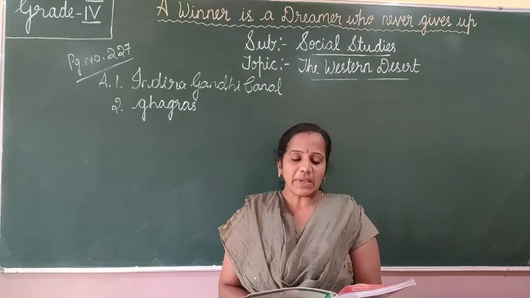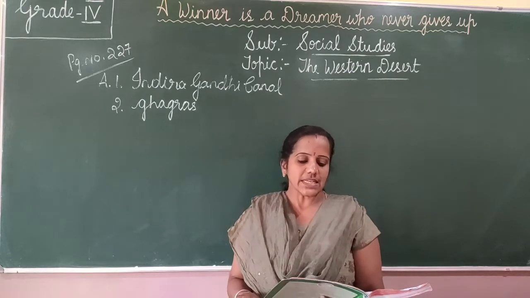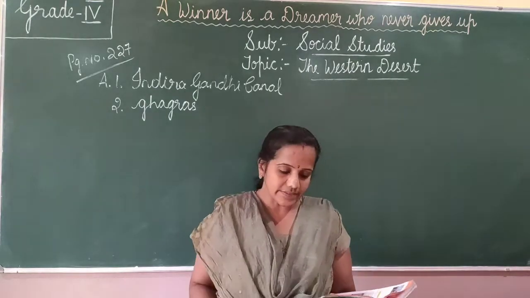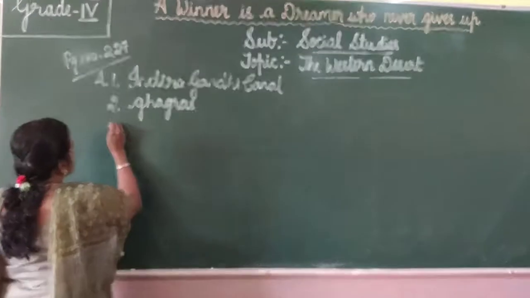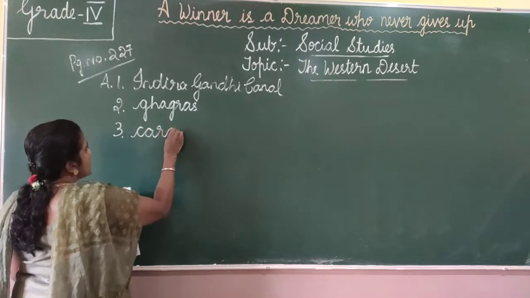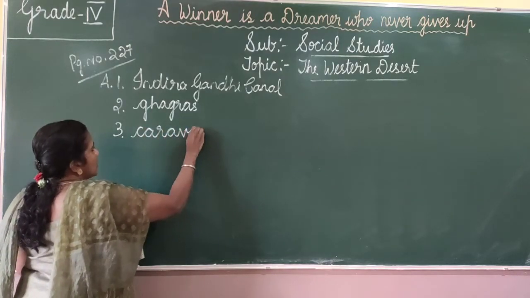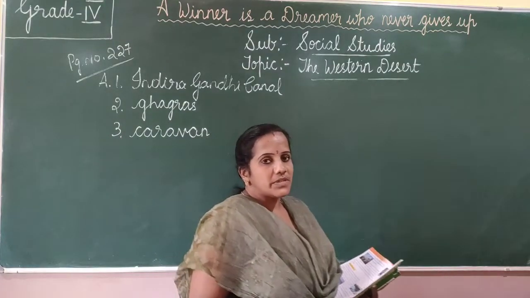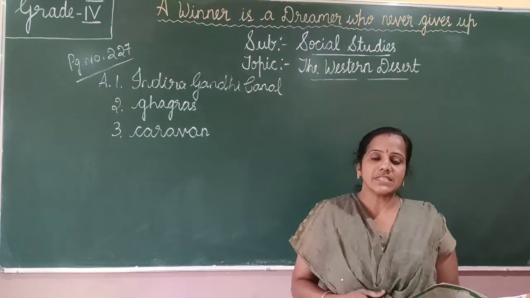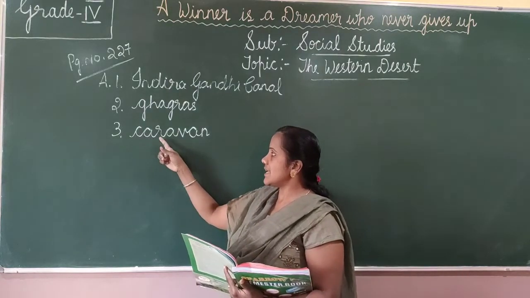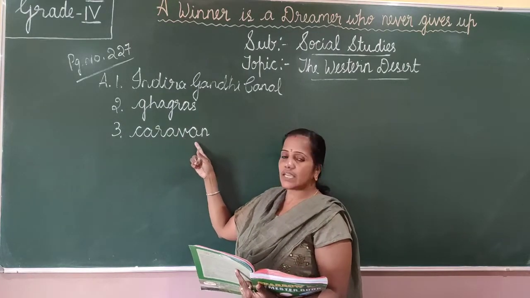Third one, people travel on camels across the desert in groups called caravan. The third answer is caravan. Okay, so the people, they travel on camels in groups. We call it as caravan.